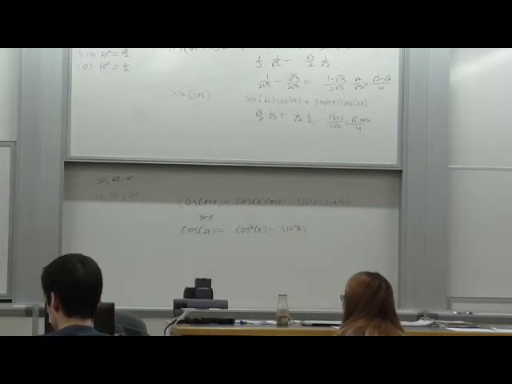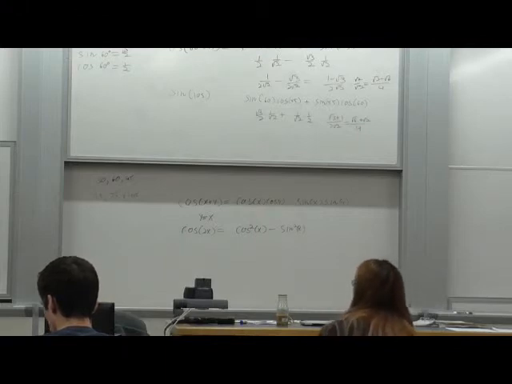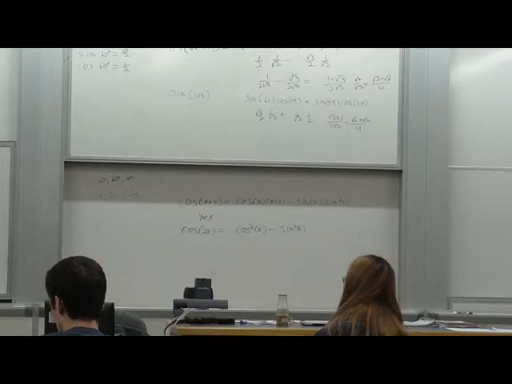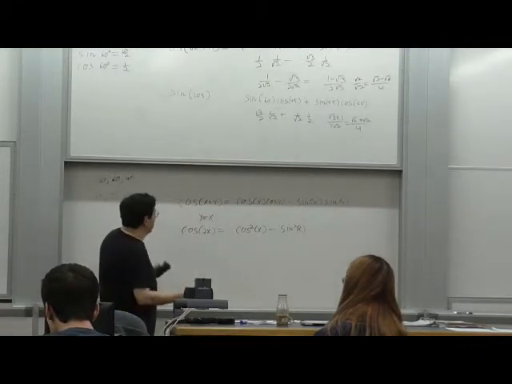Or you could do it the other way. You could plug in for cosine squared, and then you get 1 minus 2 sine squared. These are just different versions of this double angle formula. Okay, another good one.